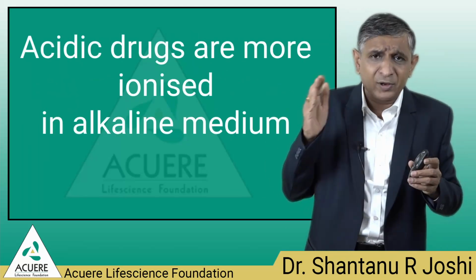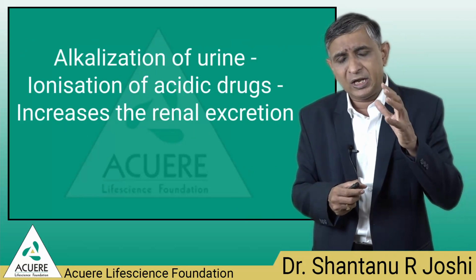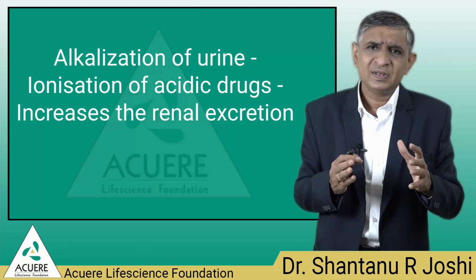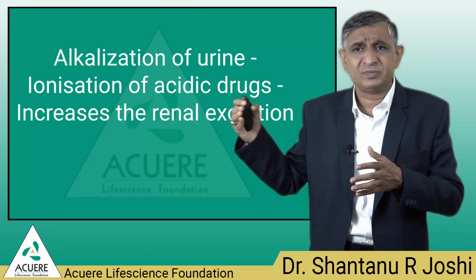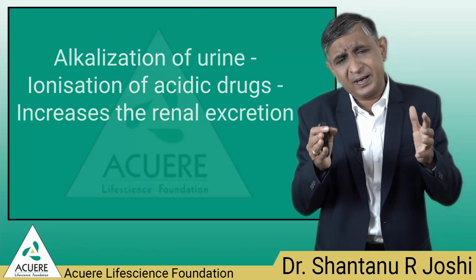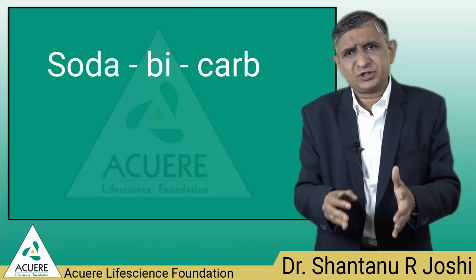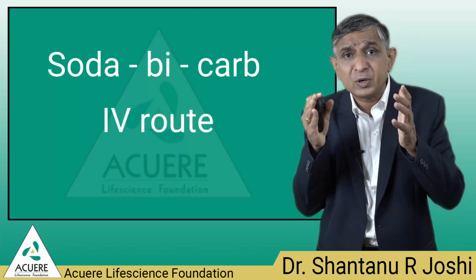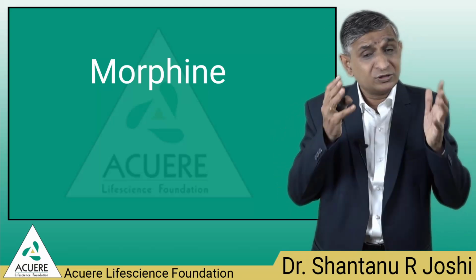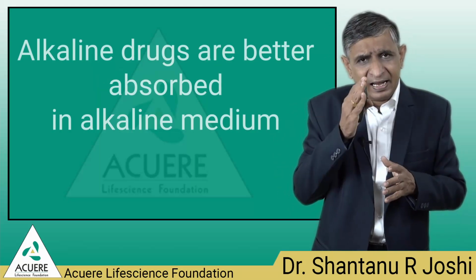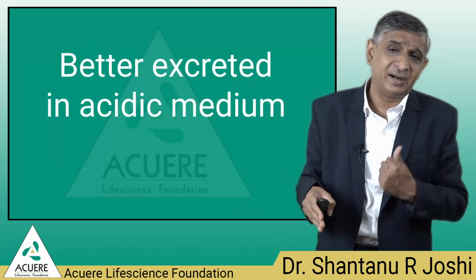Acidic drugs are more ionized in alkaline medium, and that's why when the poisoning is due to any of the weak acidic drugs, then alkalinization of the urine increases the ionization and excretion of the drug. Such alkalization can be brought about by the use of soda bicarb. In this situation, we use soda bicarb by IV route. On the other hand, there are certain drugs like morphine. Those are alkaline in nature.